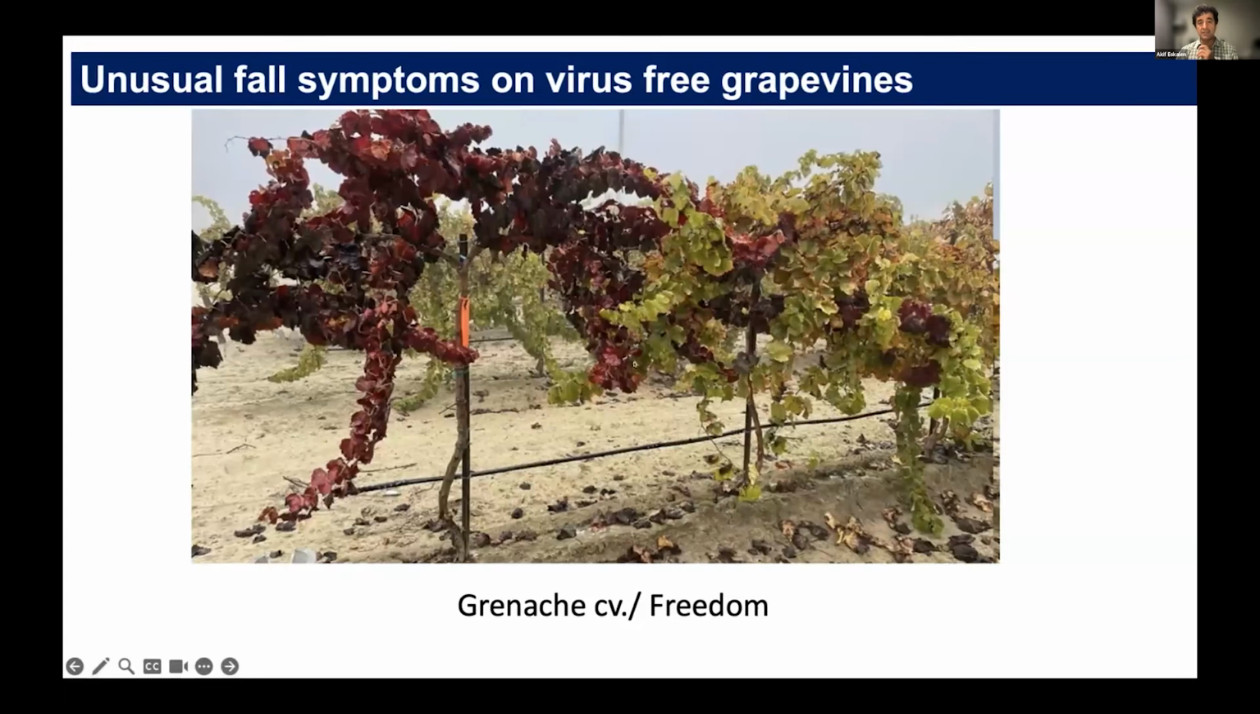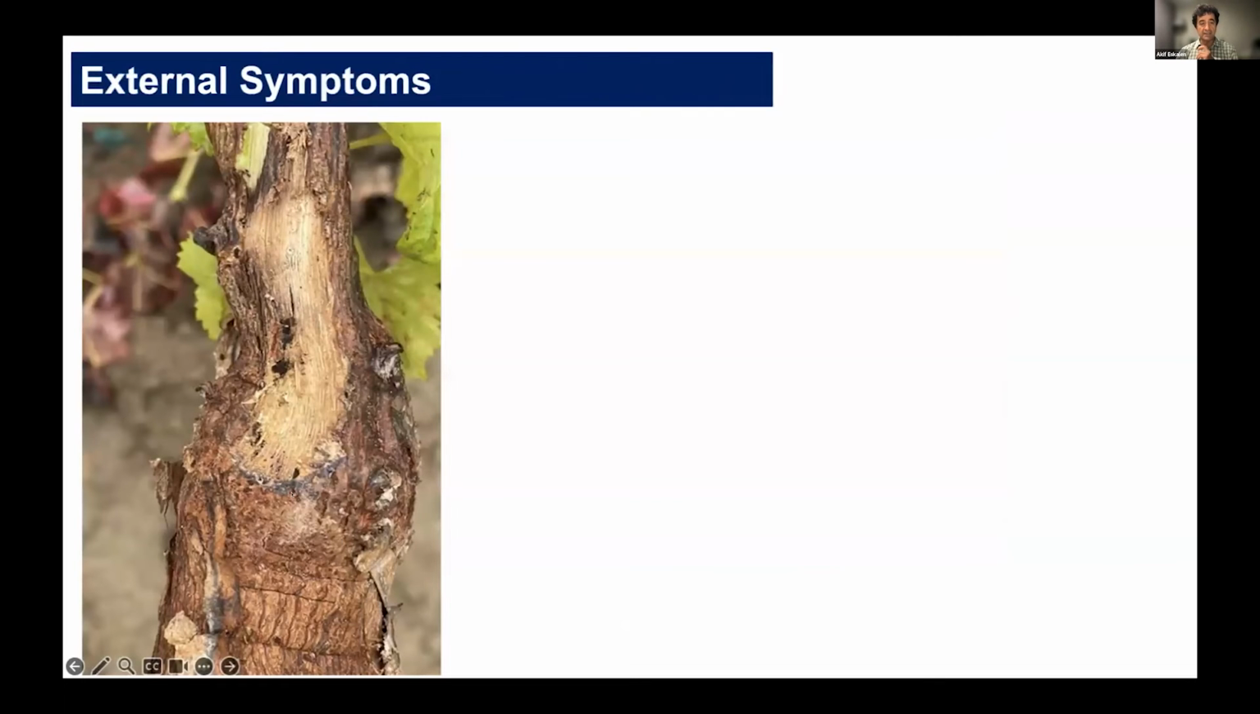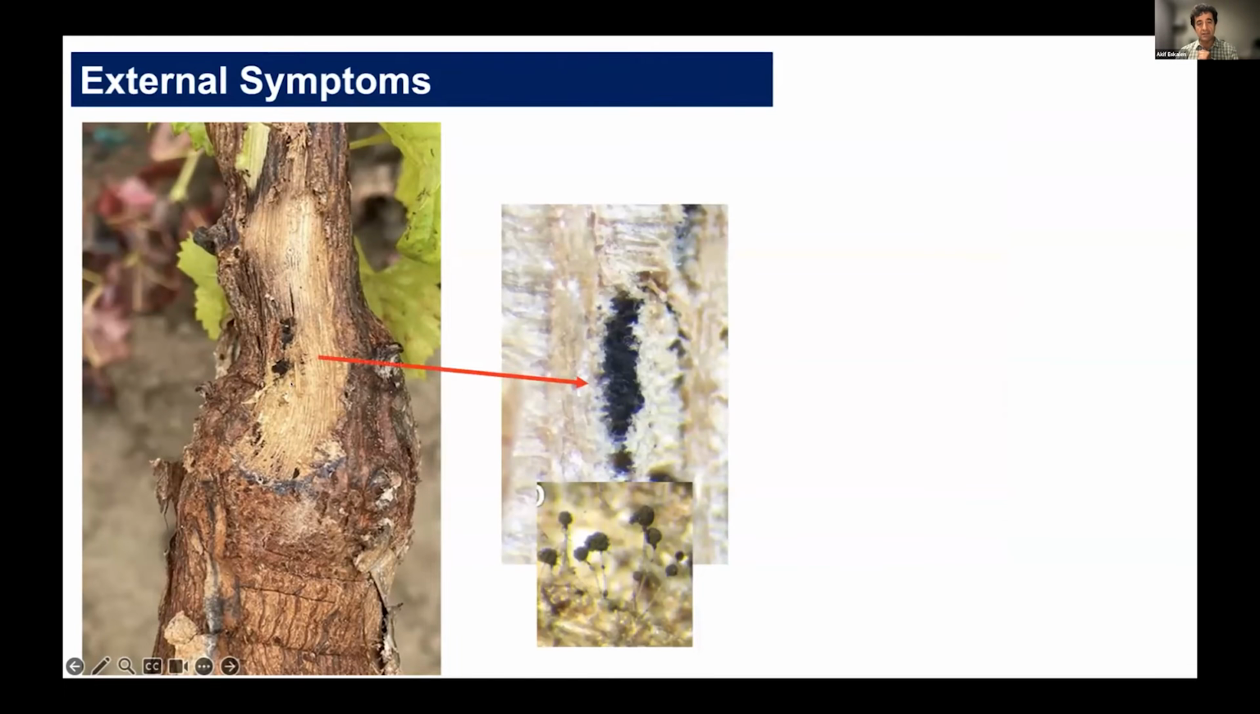Here's another picture of that early fall symptom. When we were examining these grapevines on the trunk, this is the graft union right here. Above the graft union, we start noticing some black fungal colonization. And when you look at the close-up of this colonization, you can see the conidia or conidiophores of Aspergillus.